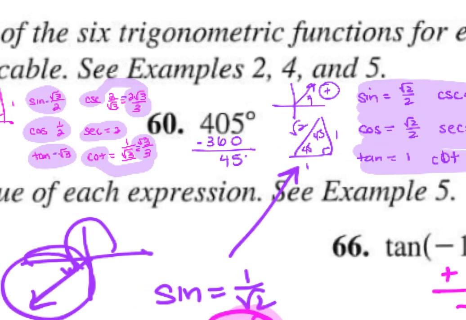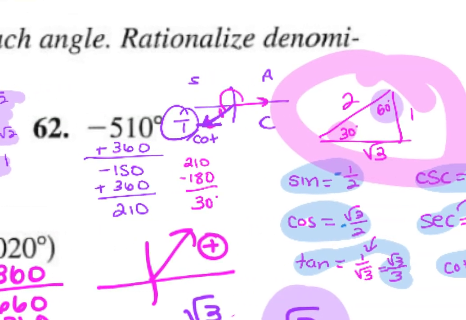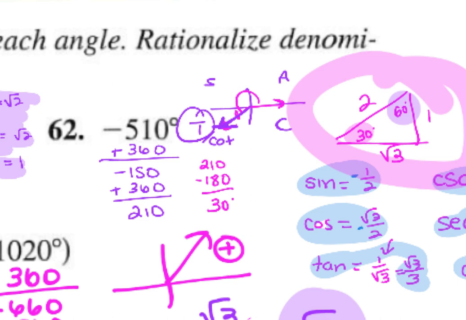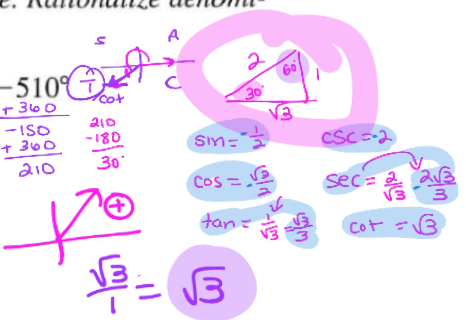60 goes all the way around your circle one time, and then it goes to 45. Or the coterminal angle is 45, so first quadrant. 62, coterminal, add 360, you get negative 150. You can add 360 again if you want a positive coterminal, and that's 210. Third quadrant. Reference angle would be 30. Set up your triangle, and you get those 6 trig functions. Questions on any of those?